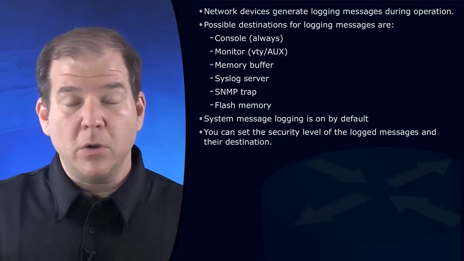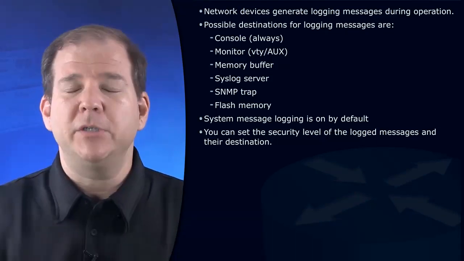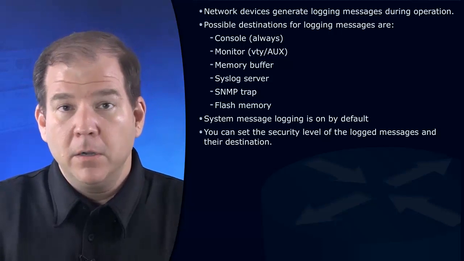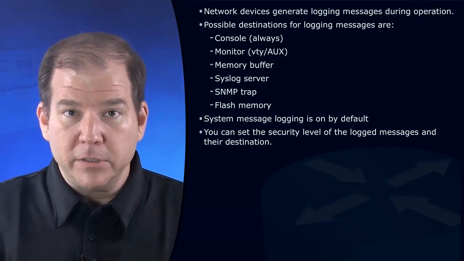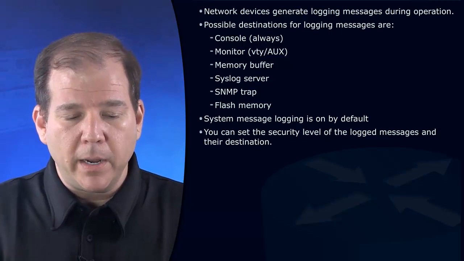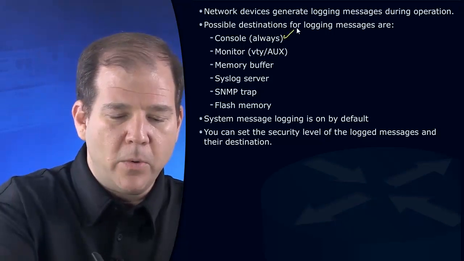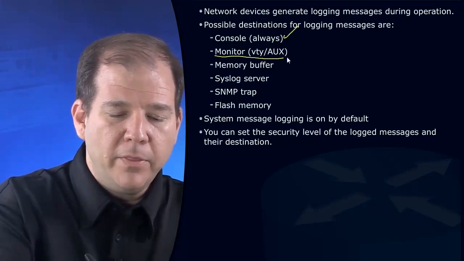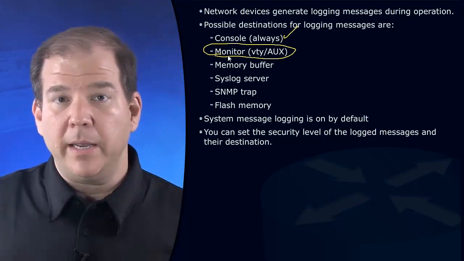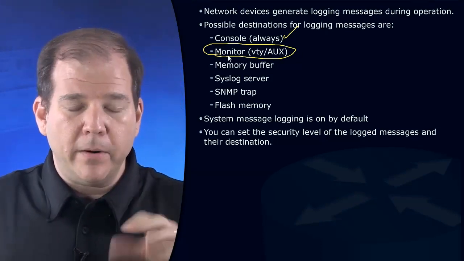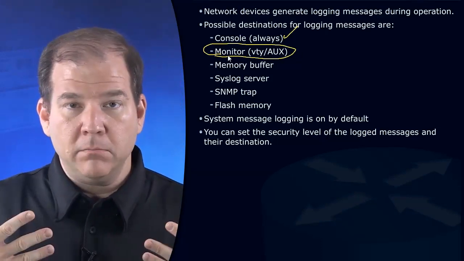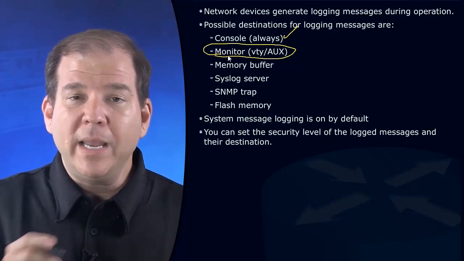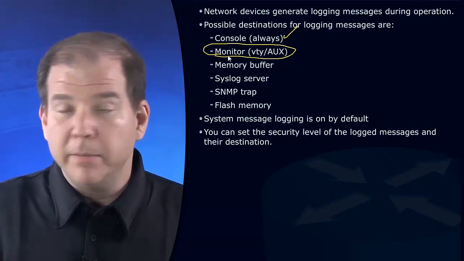Well, by default, it's going to show up on our console. If we've got a console connection going into our router, those log messages, syslog messages, are going to be appearing on our console. Notice that this is always on. Now, it's possible that we can have a telnet or a secure shell connection going into the router, and we can get log messages there as well. We can give the terminal monitor command to make that happen.